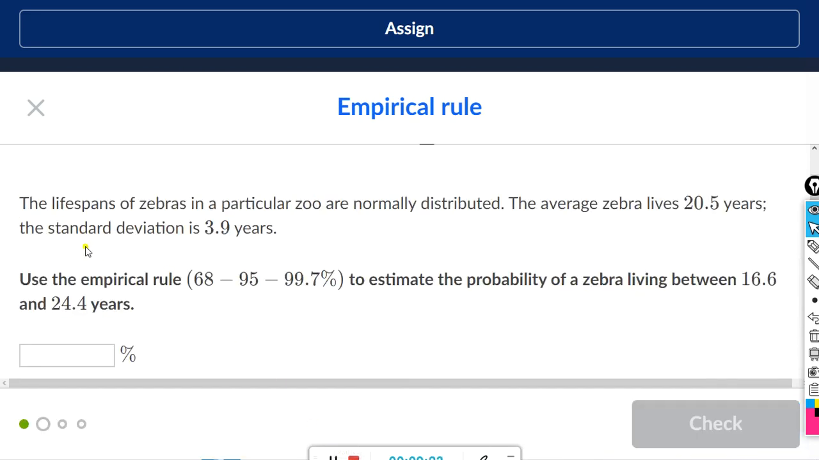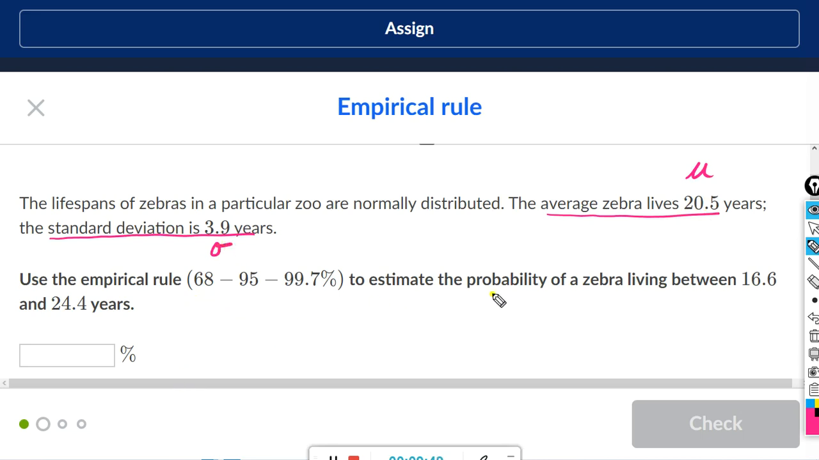Okay, almost the same problem. Lifespans of zebras are normally distributed. The average zebra lives 20.5 years, and the standard deviation is 3.9. All right, so average is the same as mean. The Greek letter for that is mu, and standard deviation, the Greek letter for that is sigma.